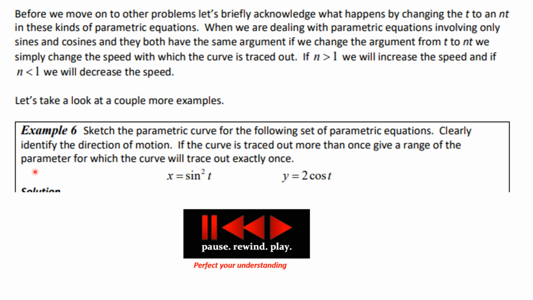And here's a couple more examples. So let's look at example 6. Here we're to sketch the parametric curve for the following set of parametric equations. Clearly indicate the direction of motion. If the curve is traced more than once, give a range of the parameter for which the curve will trace out exactly once. So this has x of t equal to sine of t, whole squared, y is equal to 2 cosine of t. You know what to do. Let's see how you did.